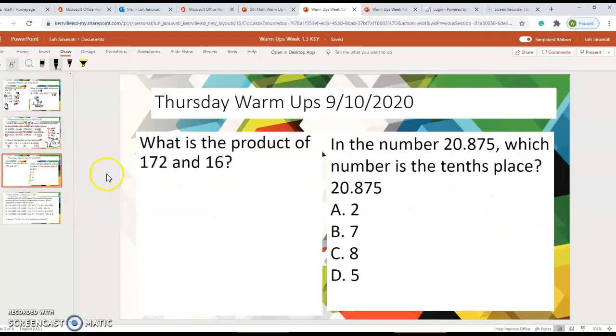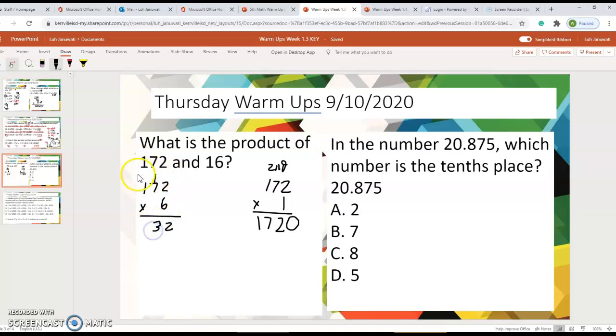For Thursday, what is the product of 172 and 16? Remember, we are going to pretend that it's 172 times 6 and 172 times 1 times 10. Just remember to add the 0, right? So this is 172. Remember, this is the second step, right? Because that's in the tens place. 2, carry my 1, 42 plus 1 is 43, plus 4, 6, plus 4 is 10. So I say 172 times 6.